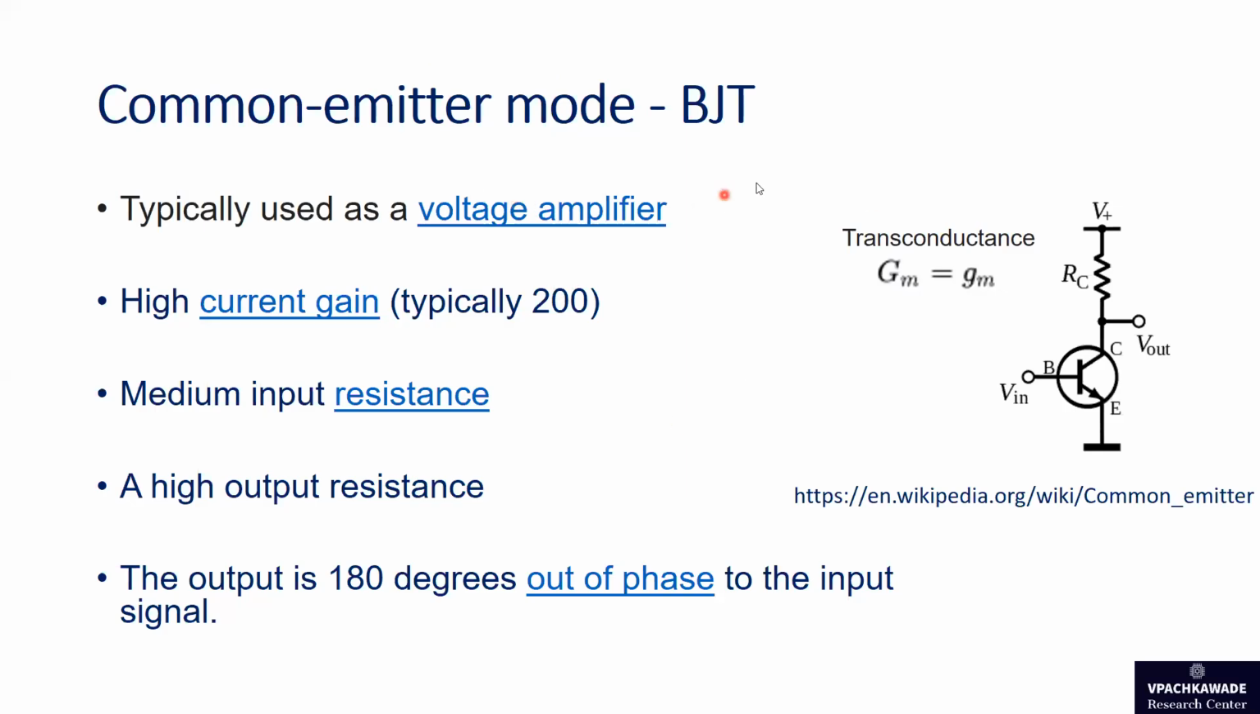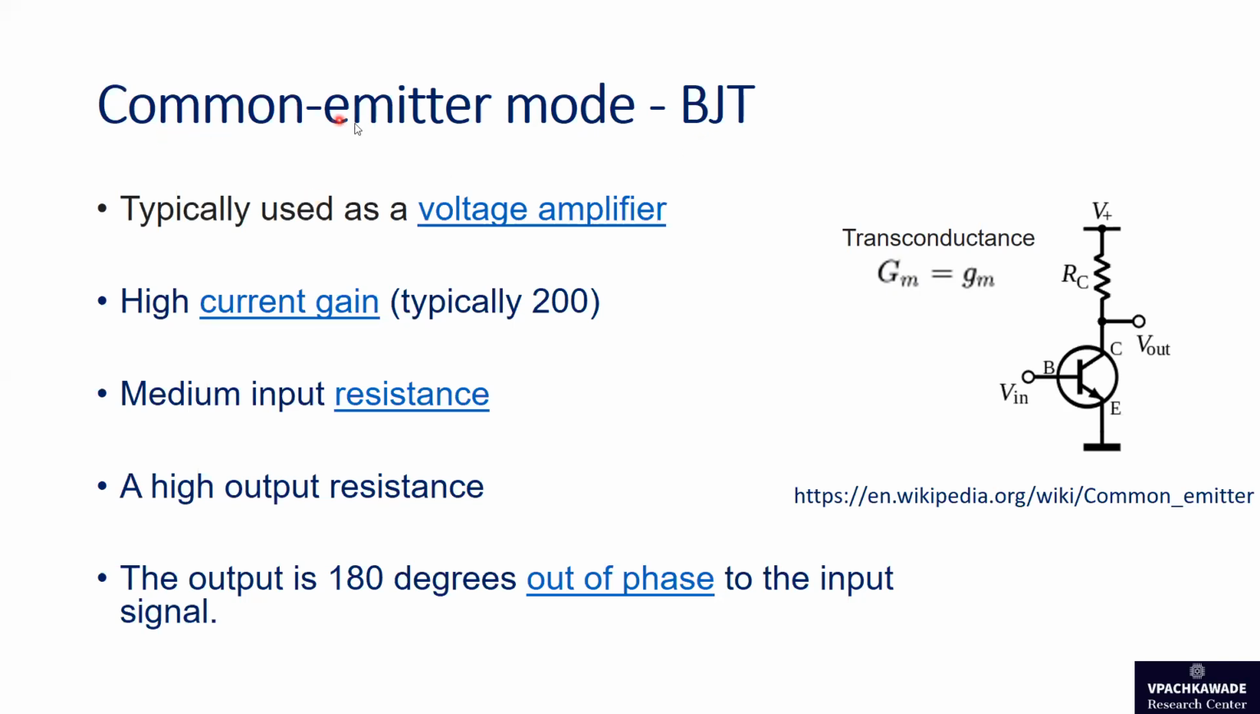So in this module, we are going to have a look at important BJT configurations. There are three important BJT configurations in which the BJT can be biased. One of them is the common emitter mode of the BJT. Another is the common base mode of the BJT. And the third one is the common collector.